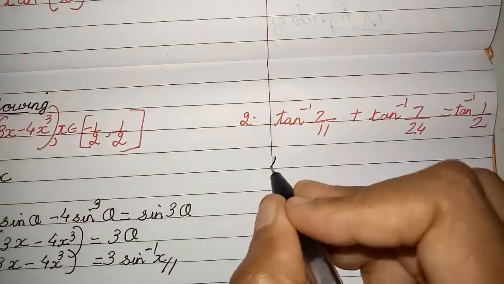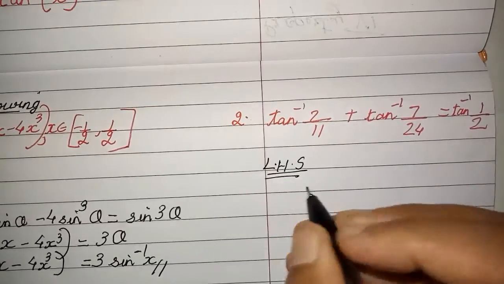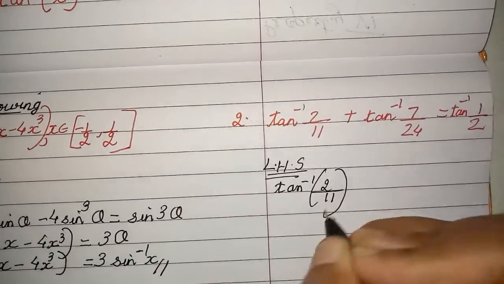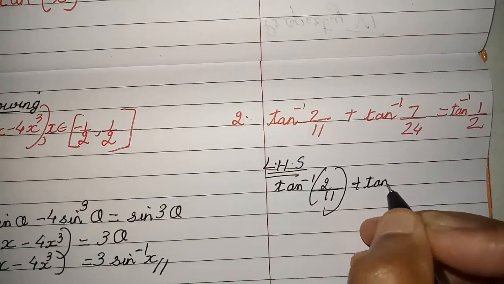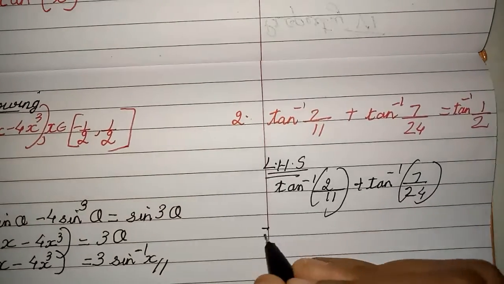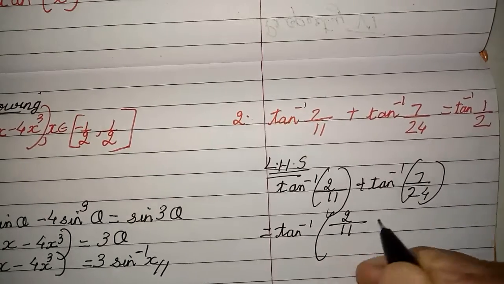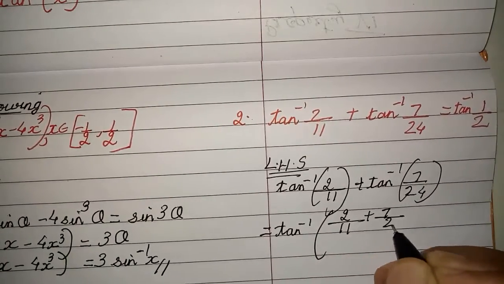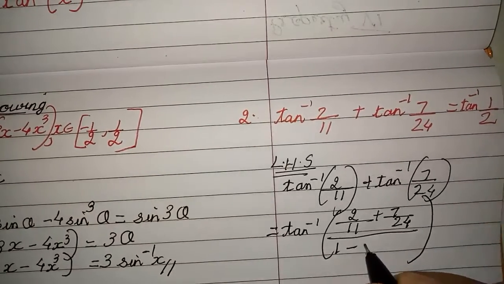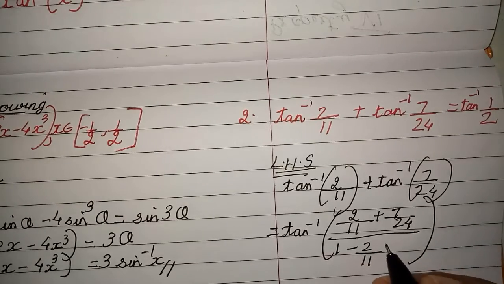Let us start with LHS. Here also you are supposed to prove, no? So start with LHS. So what would happen? Tan inverse of 2 by 11 plus tan inverse of 7 by 24. So tan inverse of A plus tan inverse of B is nothing but tan inverse of A plus B upon 1 minus A into B.